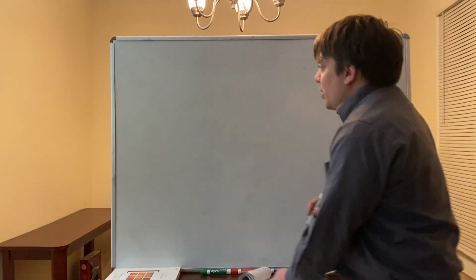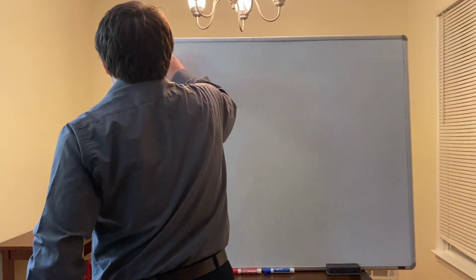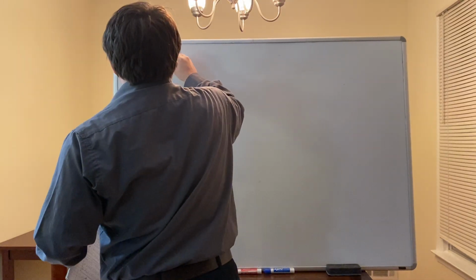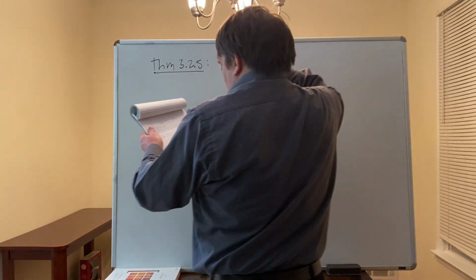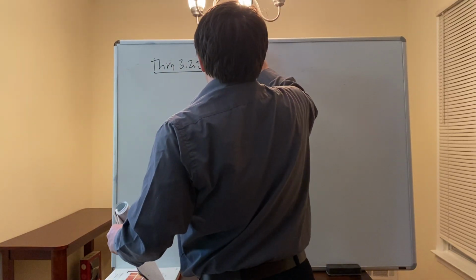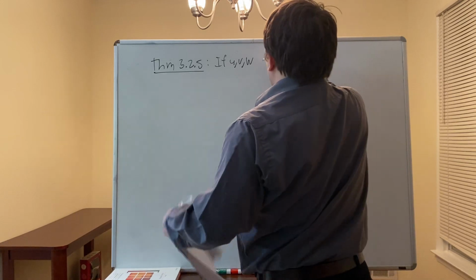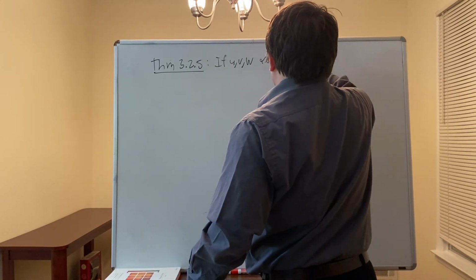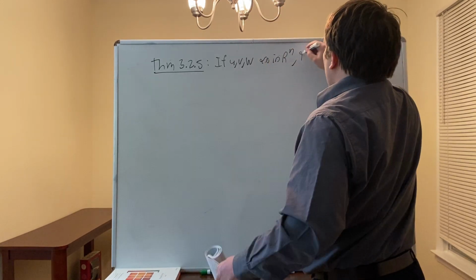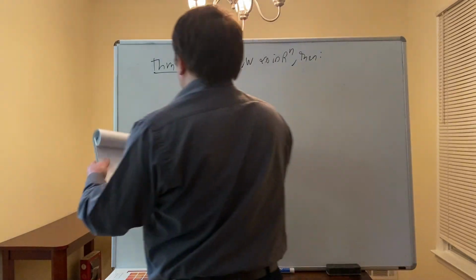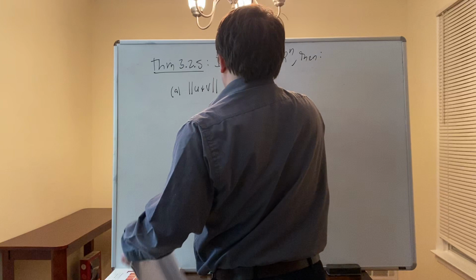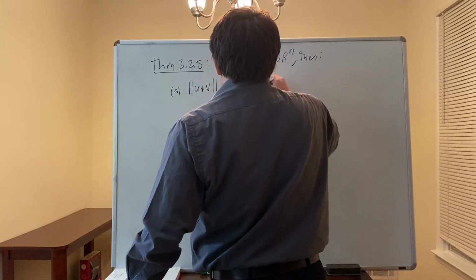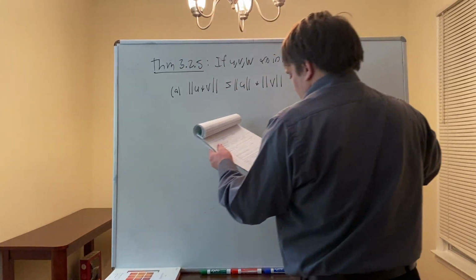Okay, so theorem 3.2.5. If U, V, and W are vectors in R^n, then part A: the norm of U plus V is less than or equal to the norm of U plus the norm of V.